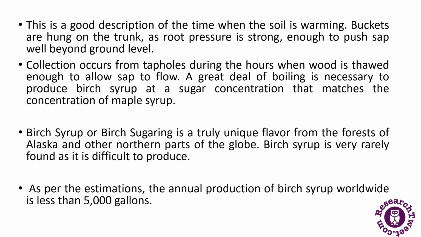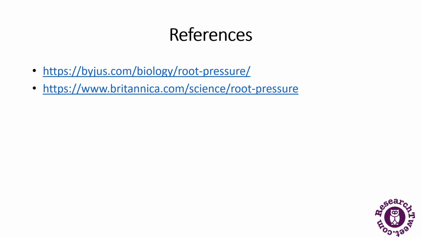Birch syrup, or birch sugaring, is a truly unique flavor from the forests of Alaska. This technique is most commonly used in the forests of Alaska and other northern parts of the globe. Birch syrup is very rarely found as it is very difficult to produce. As per estimations, the annual production of birch syrup worldwide is less than 5,000 gallons. So this was all about the root pressure and how birch sugaring is done. These are some of the references.